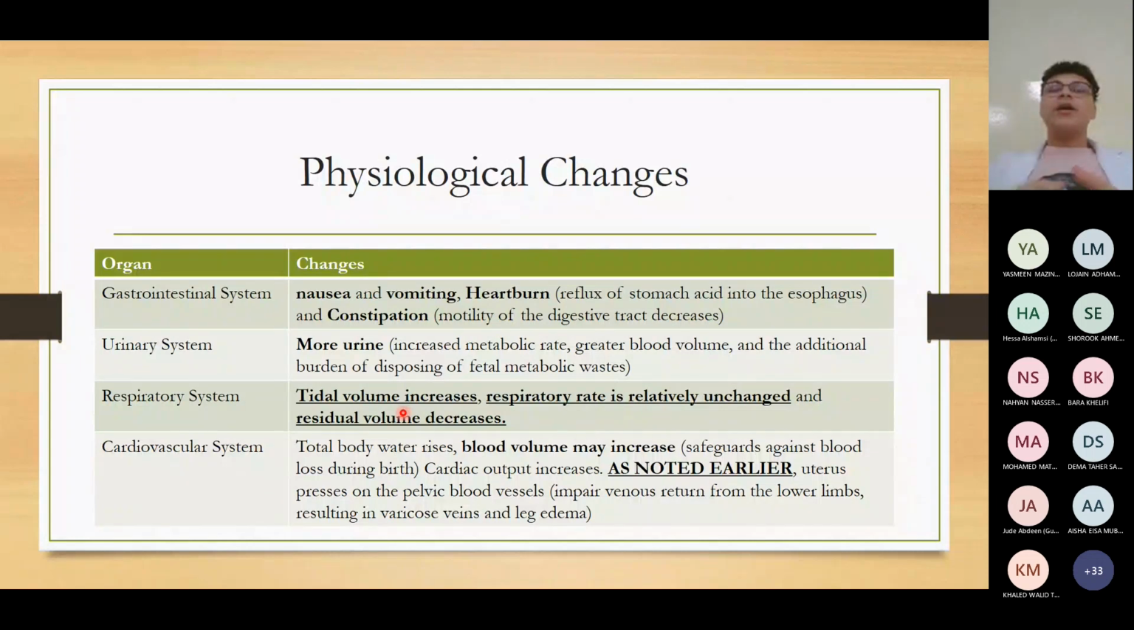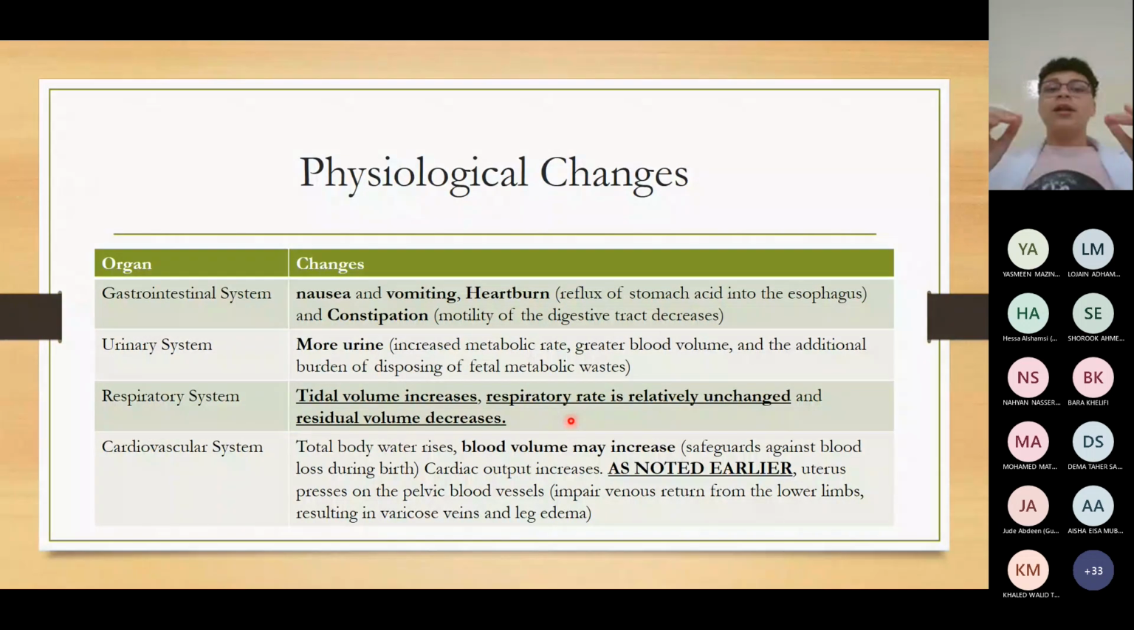Respiratory rate, basically the breaths per minute, is not going to change. It's going to stay the same throughout pregnancy, with pregnancy and without pregnancy. Residual volume is going to decrease. What do we mean by residual volume? Again, these terms are going to be discovered in the respiratory chapter, but I'm just going over them briefly so you can get an idea what I'm talking about.